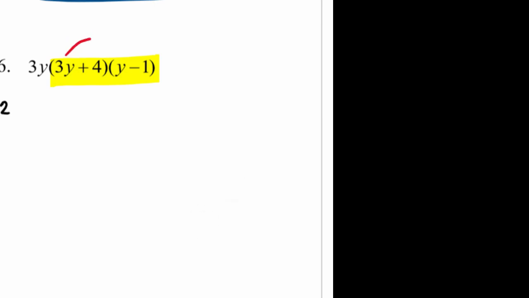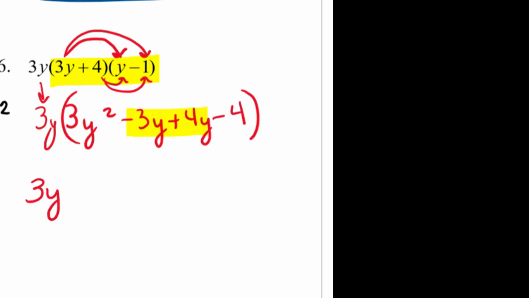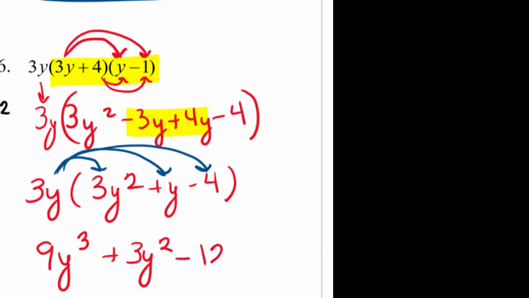So we'll do the first here, which is 3y squared, outer, which is a negative 3y, inside, which is a positive 4y, and then the last, which is a negative 4, and then I'm bringing down the 3y that I haven't used yet. Then I'm going to go ahead and combine these middle terms first before I take care of that outer 3y. So I get 3y squared, and here I get a plus y minus 4. And now we're ready to distribute that monomial, right, on all 3 terms. So we get 9y cubed plus 3y squared minus 12y.